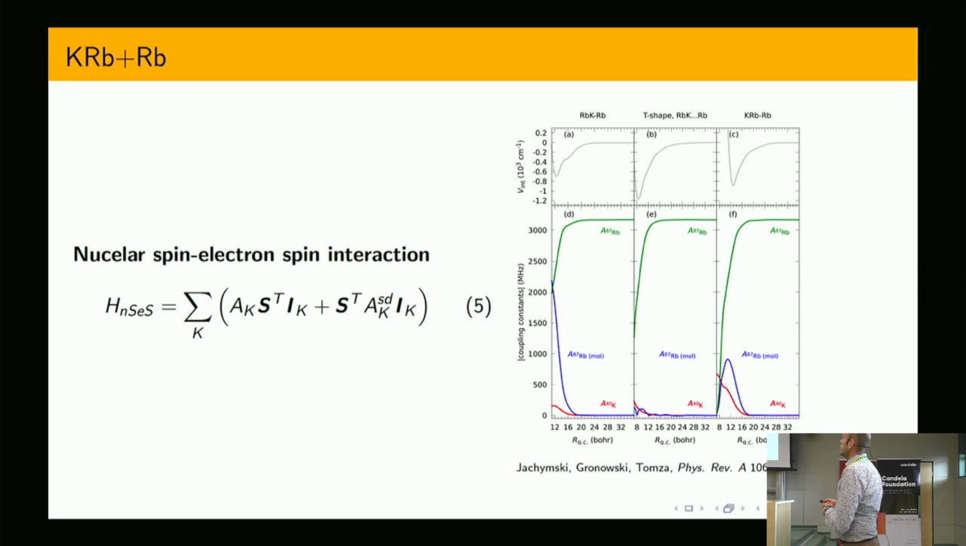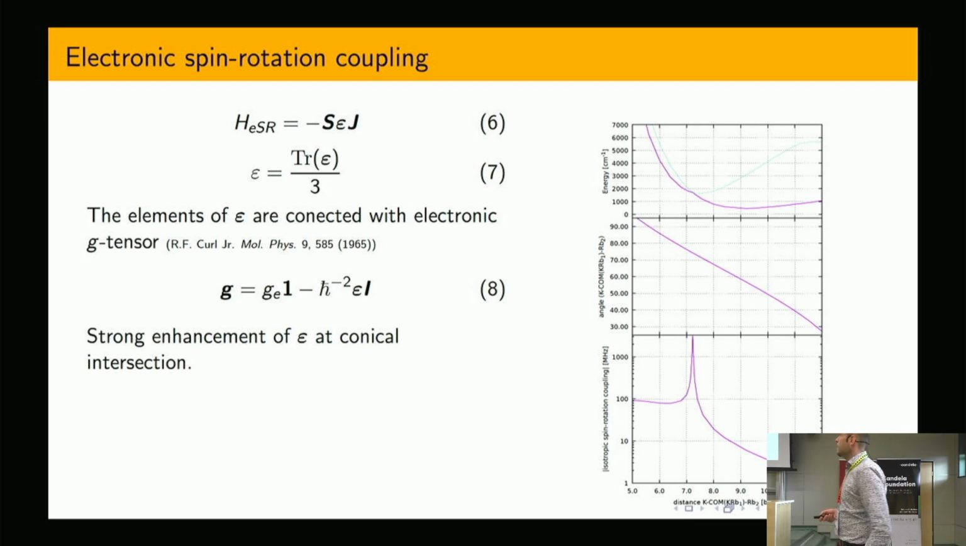And usually the main interaction which involves the nuclear and electronic spin is the classical hyperfine, so the coupling between just nuclear spin and electronic spin. But as you see here in this equation, there is no rotation, there is only the electronic spin and nuclear spin. So we do not expect that it can couple to the rotation. The main contribution is the coupling between electronic spin and rotation.